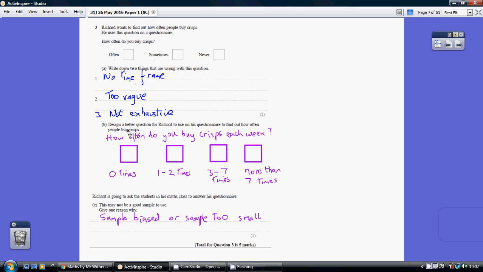Now be careful, when it says design a better question, that not only means the question, but also the response boxes, so make sure you do both. So, for example, how often do you buy crisps each week?